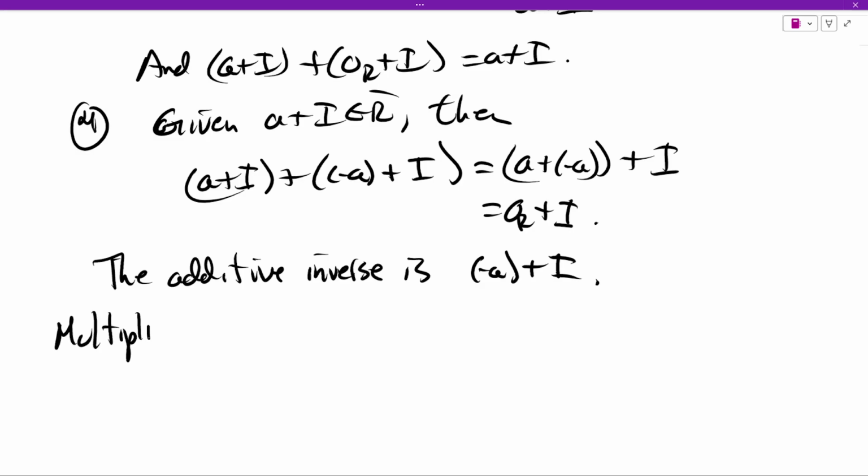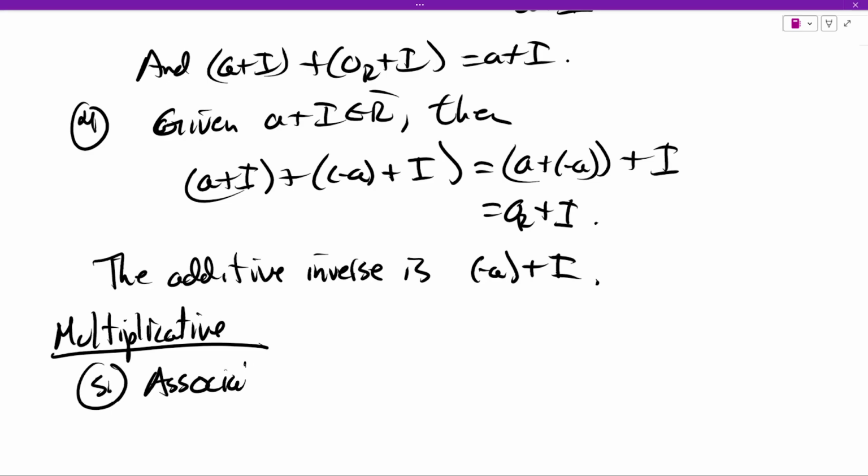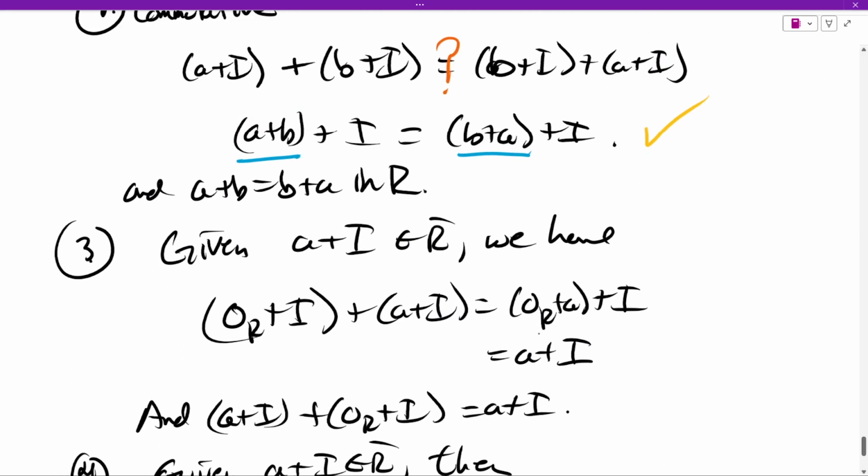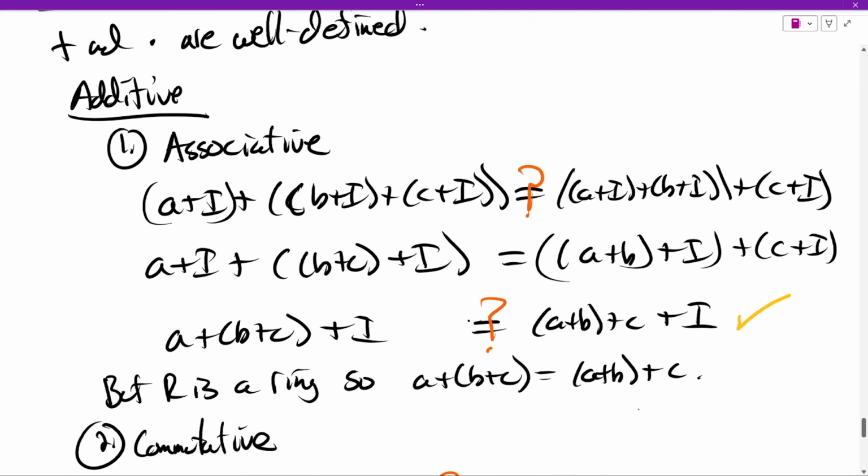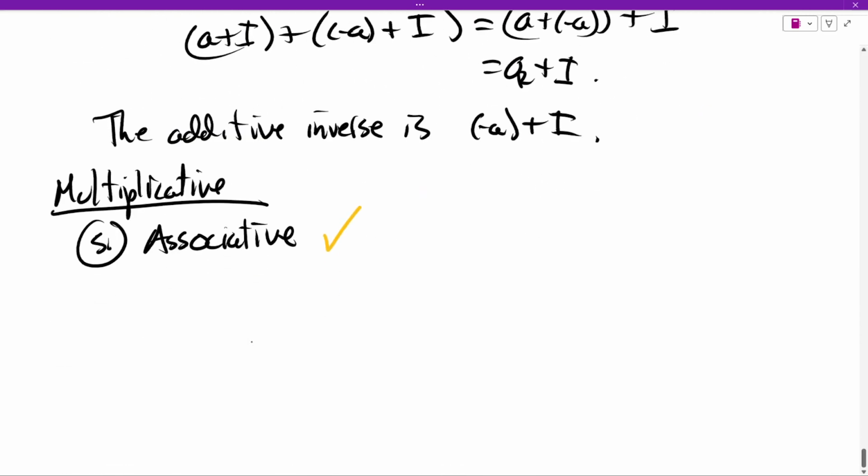Now let's look at the multiplicative axioms. All right, so associative. I'm not going to do associative. You do it. What's going to change? Well, you look at the associative proof from before, and you replace all of the pluses with dots. That is it. So replace plus with dot in 1.